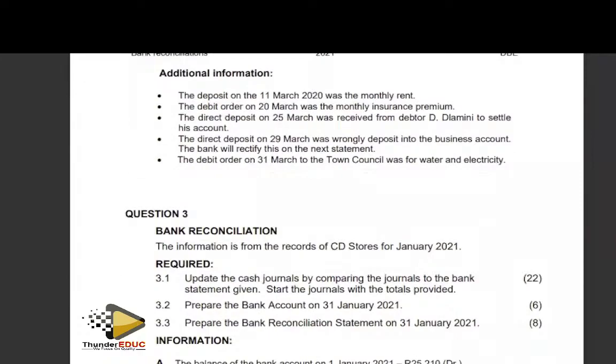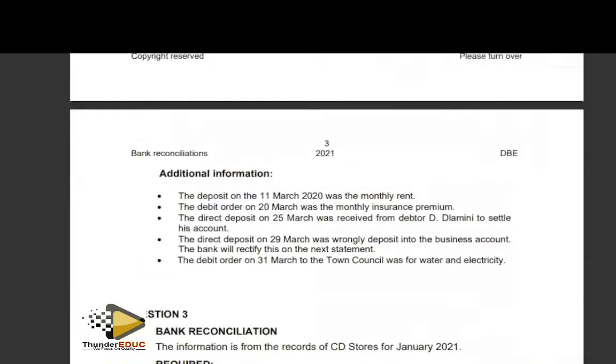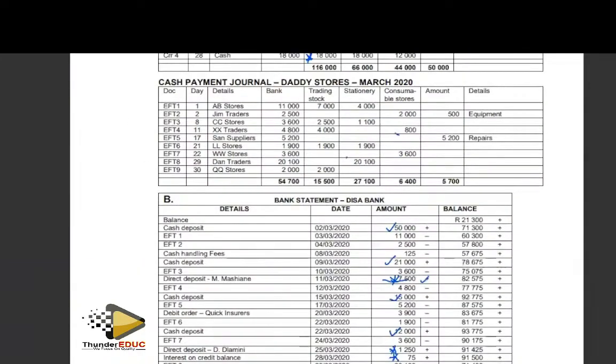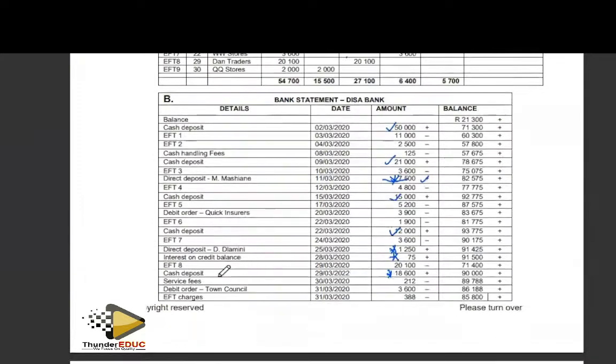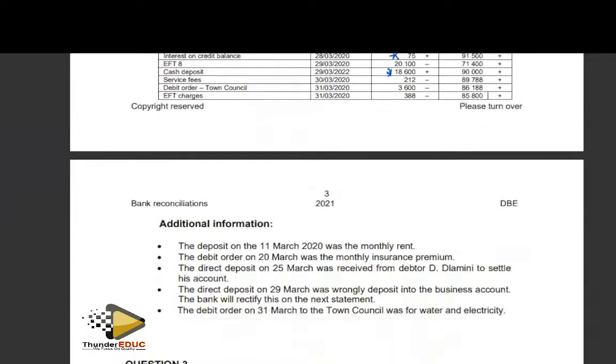We need to check what was that money for. They are saying in additional information, they are saying cash deposit 29. So let's check additional information here. The direct deposit 29 was wrongly deposited into the business account. So we don't need to record this because it was a wrong deposit. So if it was a wrong deposit, we have to deal with it in the bank reconciliation statement, okay?